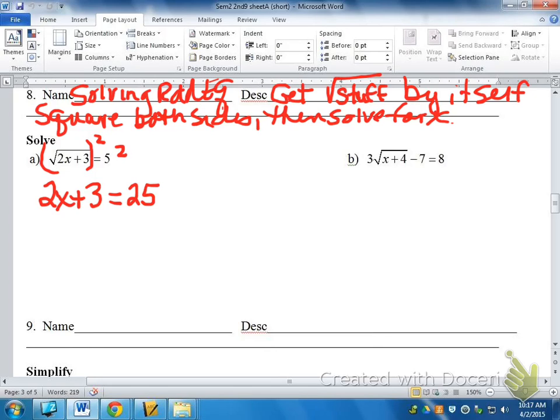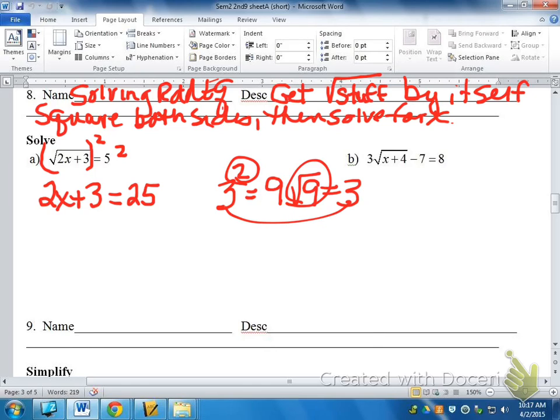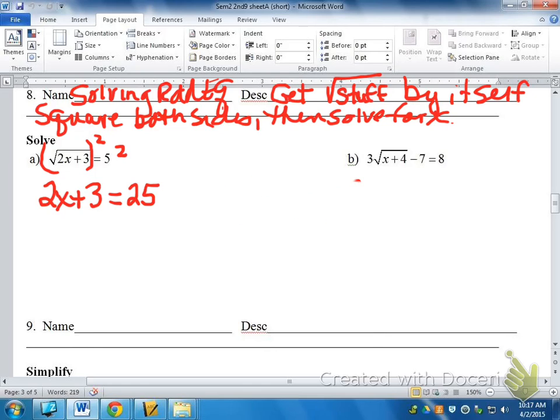Okay, hold on just a minute. If you had 3 squared, what would you have? 9. And then what's the square root of 9? You see how squaring and square rooting are inverse operations. They always get you back to where you started, 3 and 3. So squaring a square root just takes the square root away.